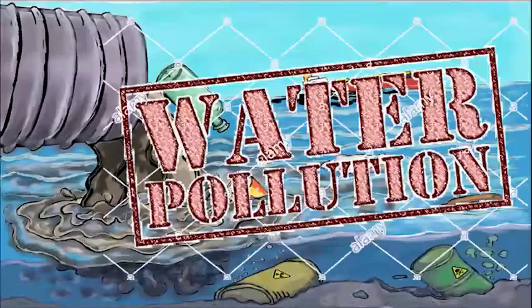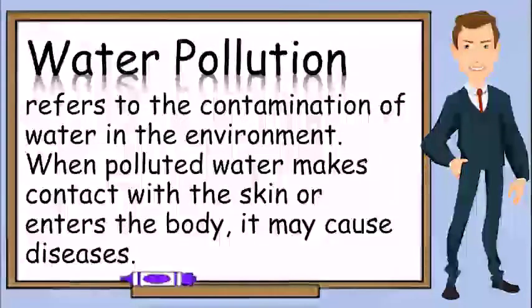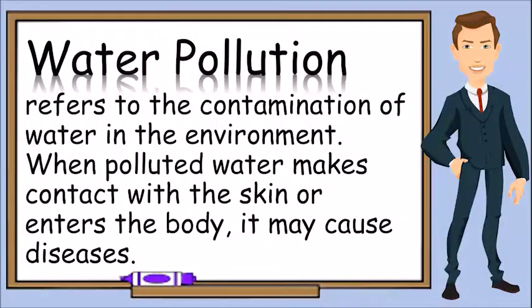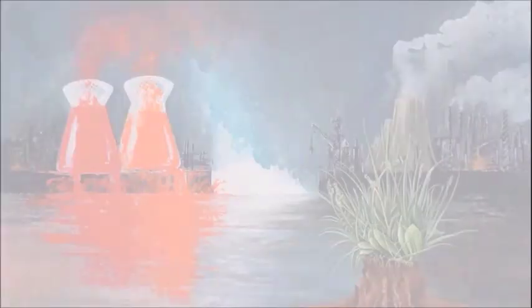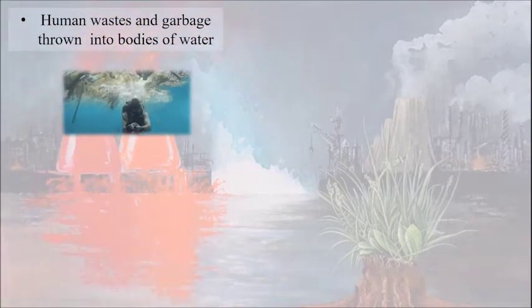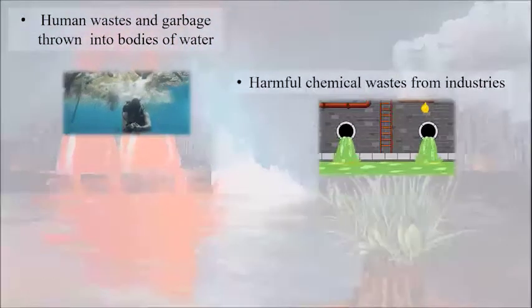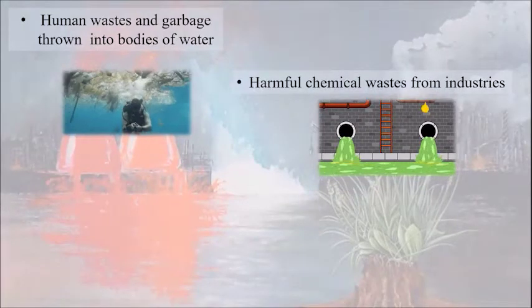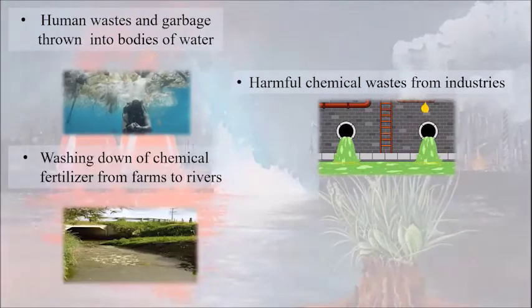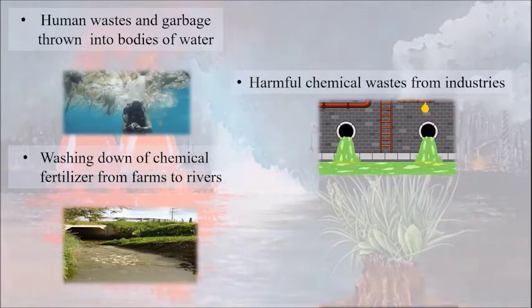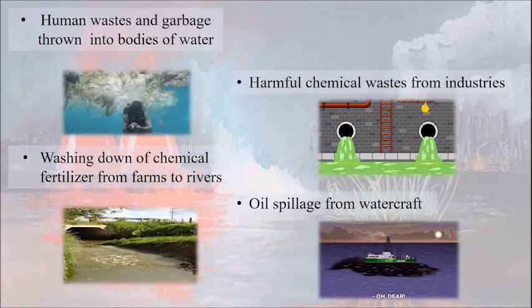The next kind of pollution in our list: water pollution. It refers to the contamination of water in the environment. When polluted water makes contact with the skin or enters the body, it may cause diseases. Contaminants in water come from different sources, including the following. First, human waste and garbage thrown into bodies of water. Harmful chemical waste from industries. Washing down of chemical fertilizer from farms to rivers. And oil spillage from watercraft.